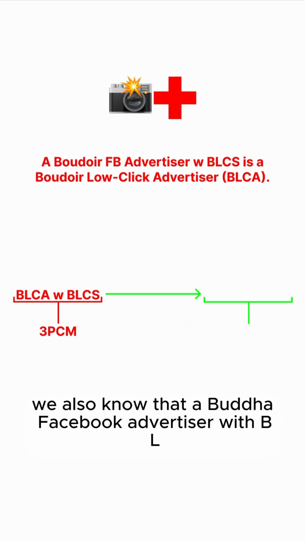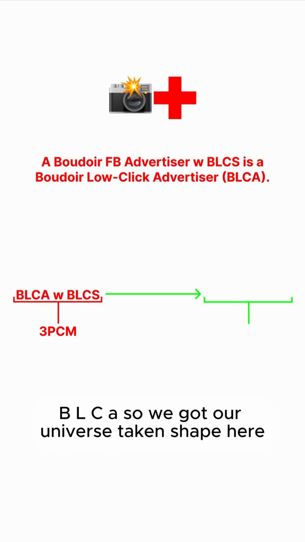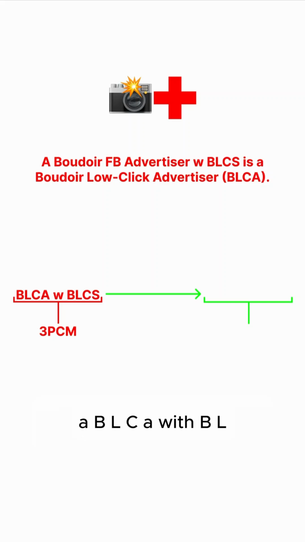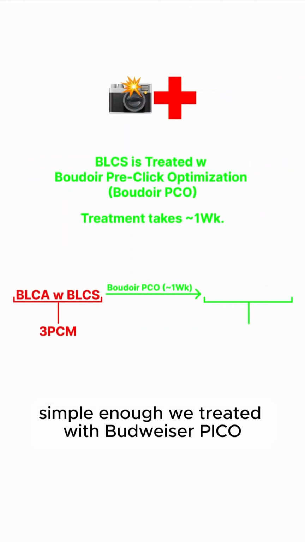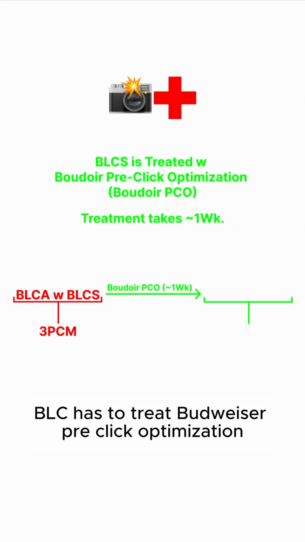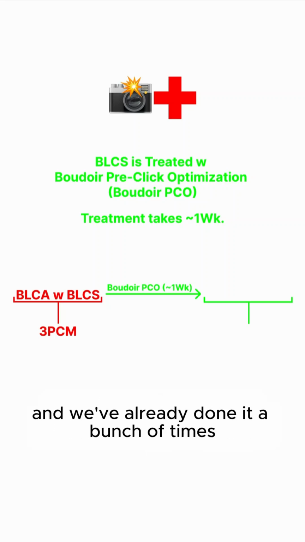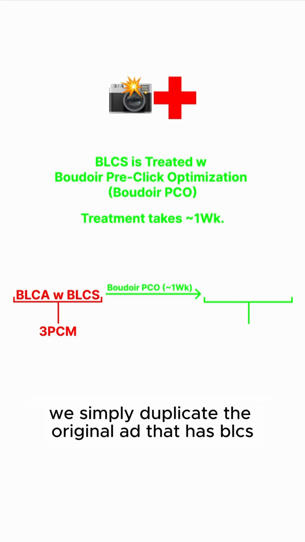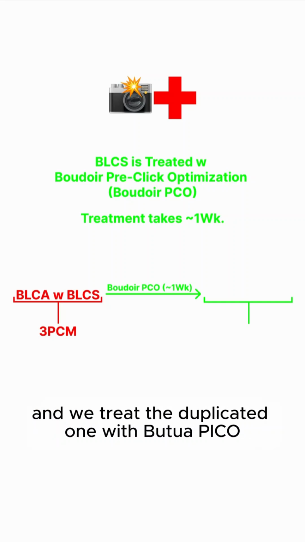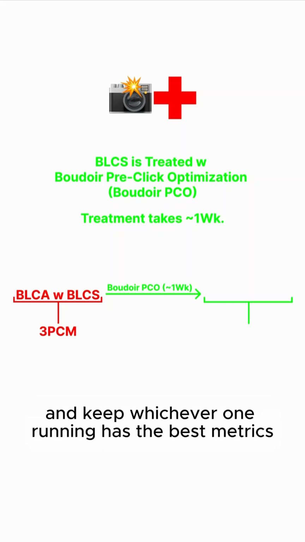We also know that a Boudoir Facebook advertiser with BLCS is a Boudoir low-click advertiser, BLCA. So we got our universe taking shape here. A BLCA with BLCS is caused by the 3 pre-click mistakes. Simple enough, we treat it with Boudoir Pico. BLCS is treated with Boudoir pre-click optimization, aka Boudoir Pico. Treatment takes about a week. We know this because we invented it, and we've already done it a bunch of times. We simply duplicate the original ad that has BLCS, treat the duplicated one with Boudoir Pico, run them in parallel, and keep whichever one has the best metrics.